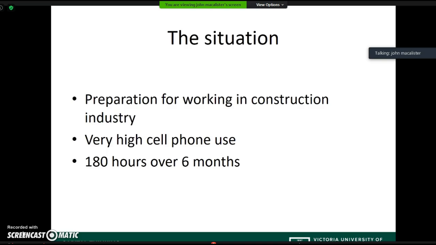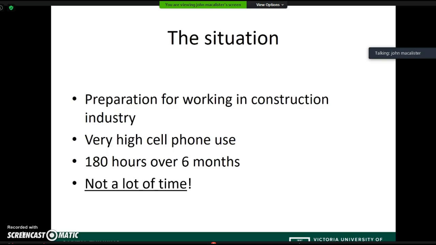Anyway, one of the things I found out that was very interesting, I thought, was that in Saudi Arabia there was very high cell phone use and ownership. And the other point, which I mentioned before, is that the course was designed for 180 hours over 6 months. Now, I'm not sure how you react to that piece of information, but I think the key thing to take away is this: it is not a lot of time.